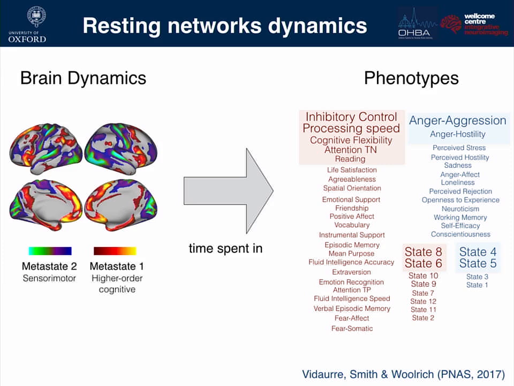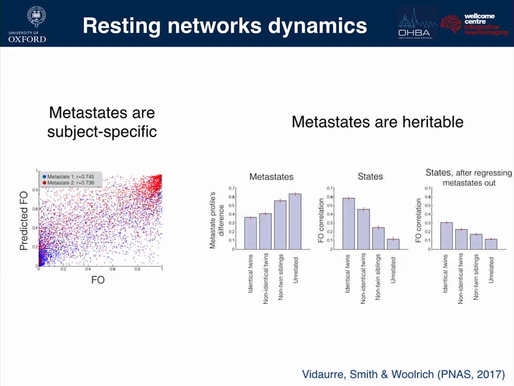We can relate this to behavior because the HCP comes with a large number of phenotypes and psychological information, and we found a relationship between how much time you spend in the metastate and some of these psychological traits. It's not a super strong relationship, but it's quite significant. What is stronger is that these metastates are very subject-specific, so very robust across sessions. People tend to stick to that metastate profile across sessions, and they are also very heritable. You tend to have a similar metastate profile to members of your family, and that relationship is stronger if this is your twin, and even stronger if it's your identical twin.